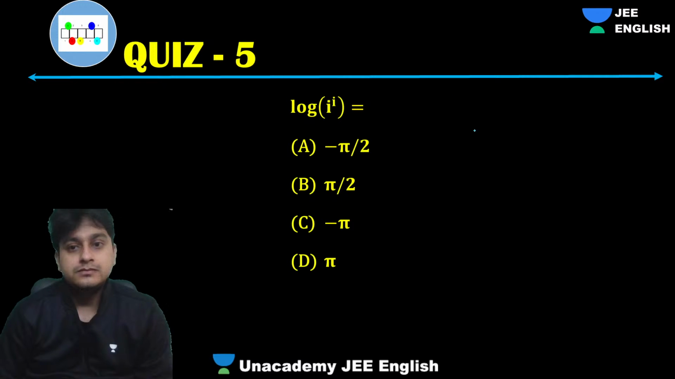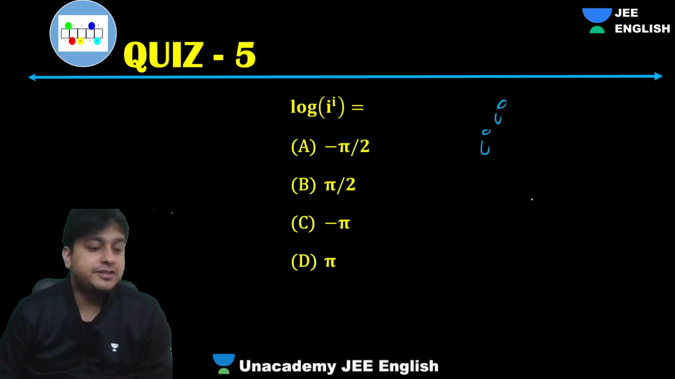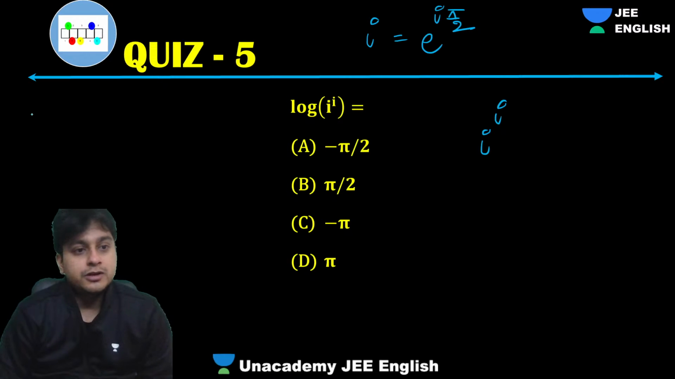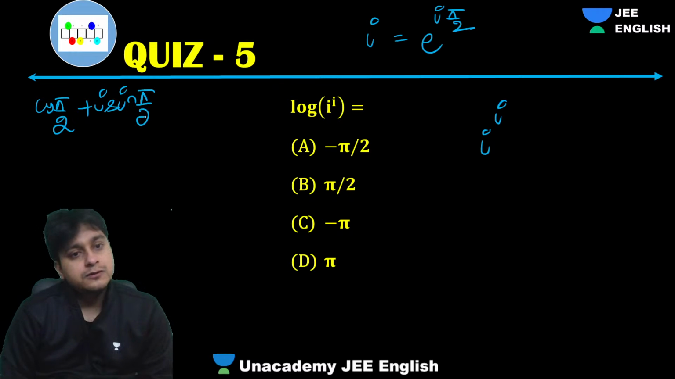Let's see. You have to see first what iota power iota is. That is very important. What is iota? Can I say it is e power I pi by 2? We can write it in this Euler form, because cos pi by 2 plus I sine pi by 2, with cos 90 being 0 and sine 90 being 1, gives iota.